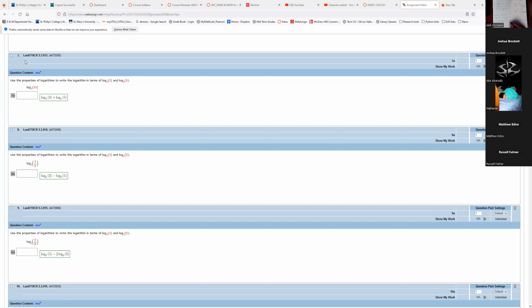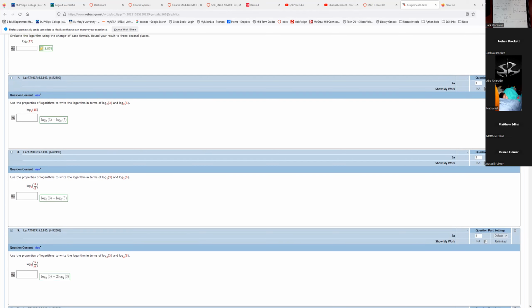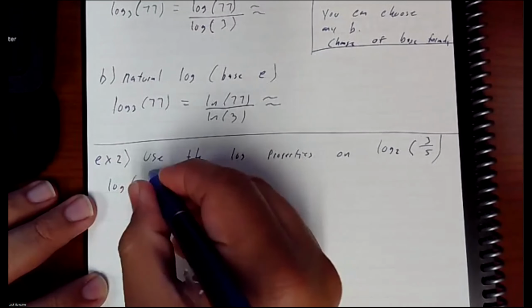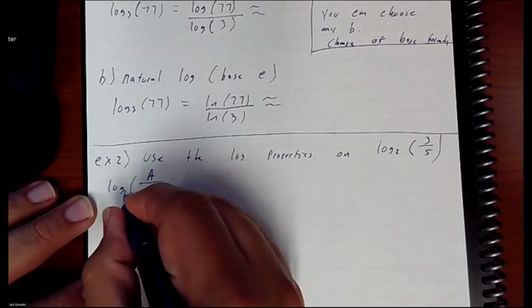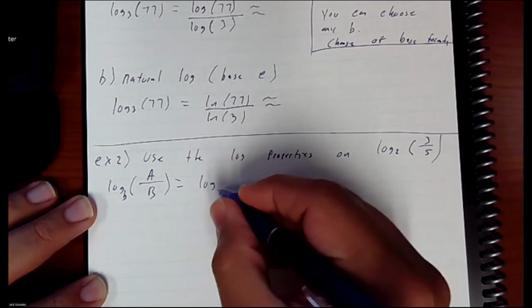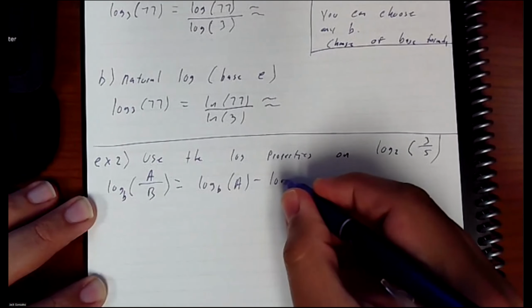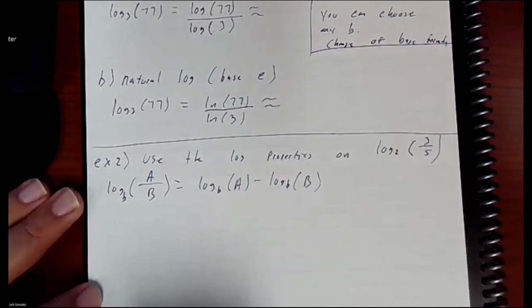Use the log properties on log base 2 of 3/5. So remember, one of the properties is log. Oh, let me switch back. Log of a over b of any base is equal to log of that same base of the top one minus the bottom one.